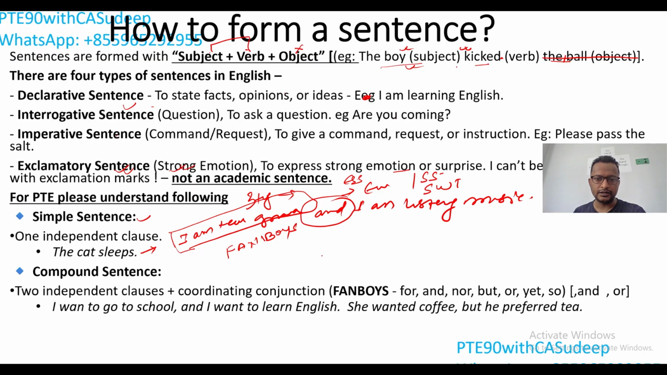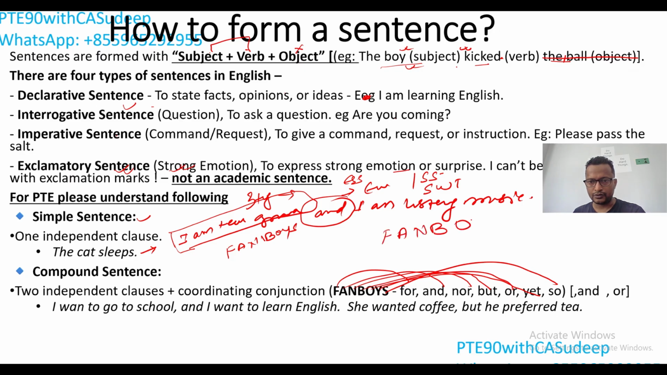So what is FANBOYS? F equals for, A equals and, N equals nor, B equals but, O equals or, Y equals yet, S equals so. FANBOYS: F A N B O Y S. So these are coordinating conjunctions, guys, which connect two different ideas to form one sentence.